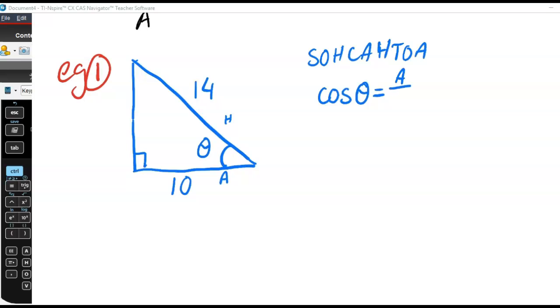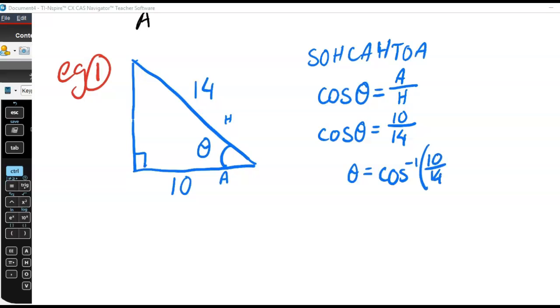So cos theta equals adjacent over hypotenuse. Then I put in my knowns and unknowns, so if that theta had another pronumeral, I put that in there. 10 over 14. So theta equals the inverse of cos applied to 10 over 14. Because we've applied cosine to that theta, I have to undo it with the inverse.